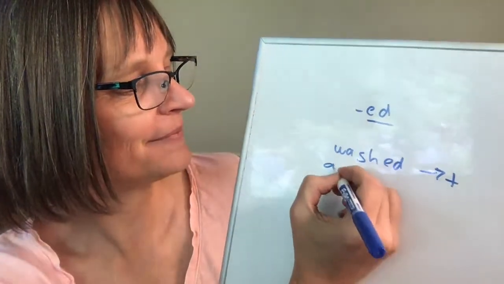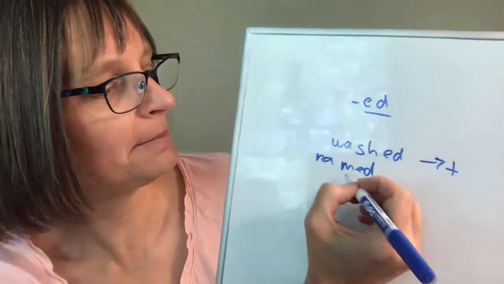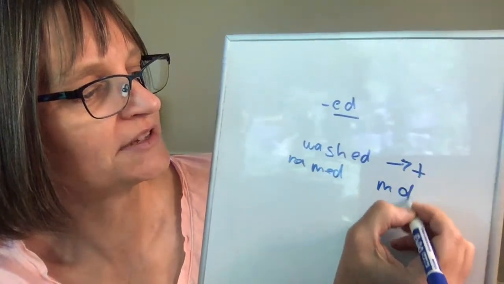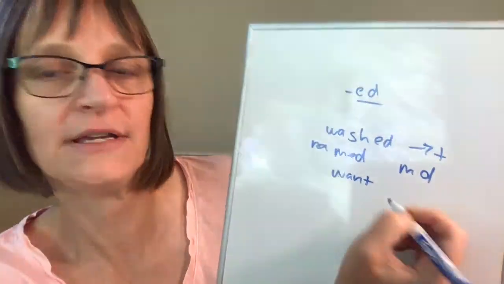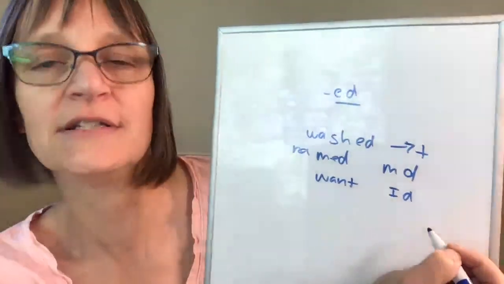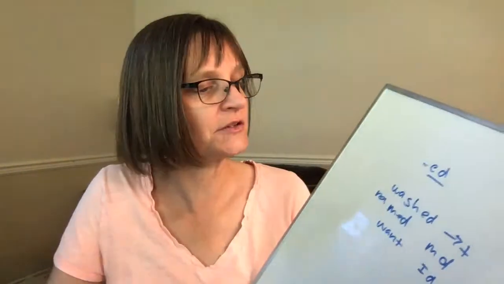name, and then named, it only says D. And then if I add it to a T or a D, like want or need, then it says id, wanted, needed. That's a very helpful rule to understand for making things past tense.